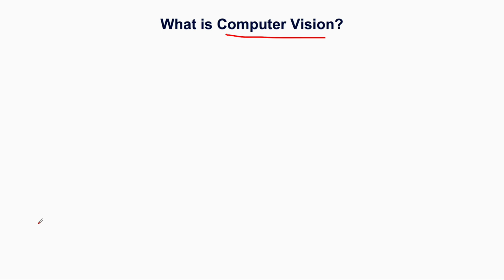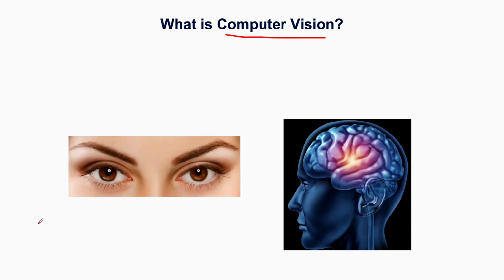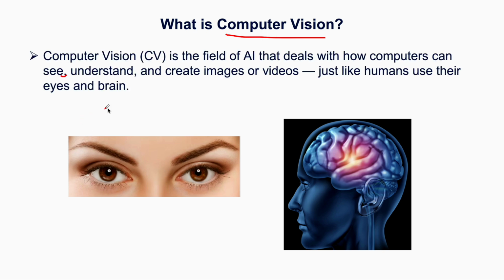We, the human beings, use eyes and brains to see the image, to understand the image, to classify the image, and even to create or draw an image, right? Similarly, computer vision is a field of AI that deals with how computers can see, understand, and create images or videos, just like humans use their eyes and brains. Computer vision deals with computers seeing, understanding, and creating images or videos.